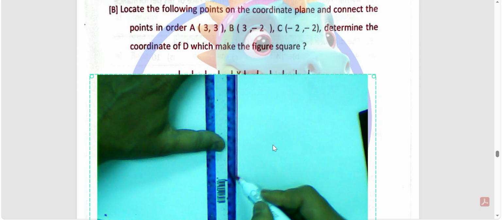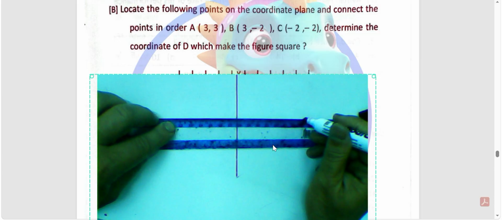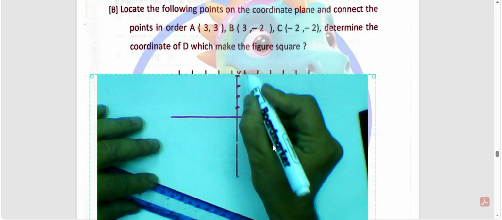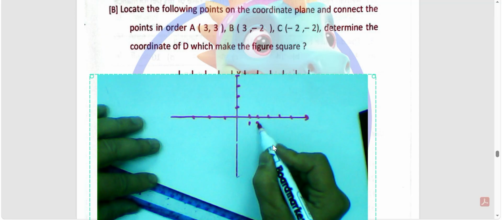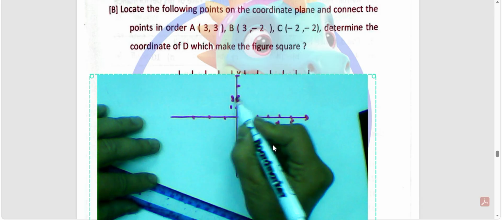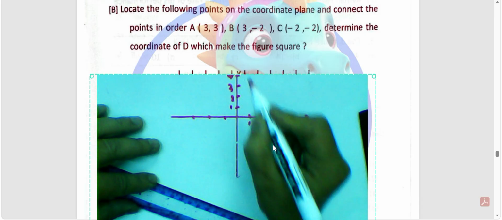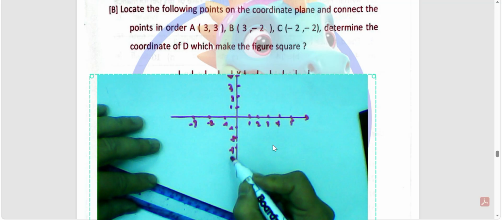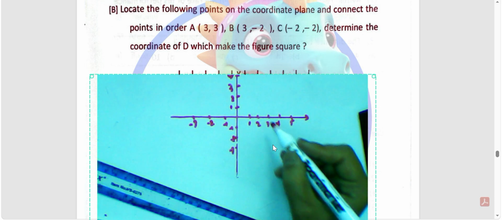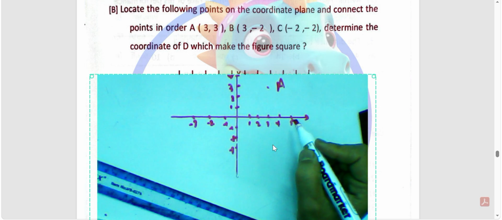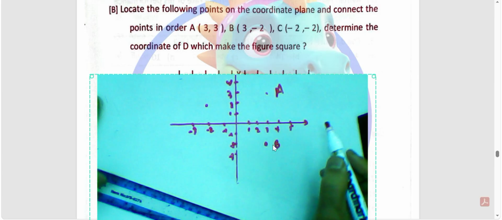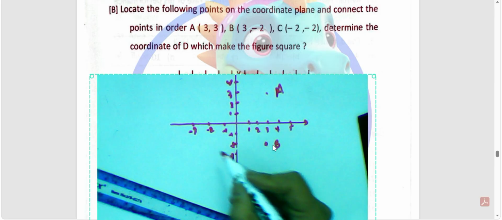For the coordinates, I have the x axis and y axis. We must draw first like this. We have 1, 2, 3, 4, and 5, then negative 1, negative 2, negative 3. First point here, point A is 3 and 3, start from 3 and go out 3. And point B is 3 and negative 2. Point C is negative 2 and negative 2.